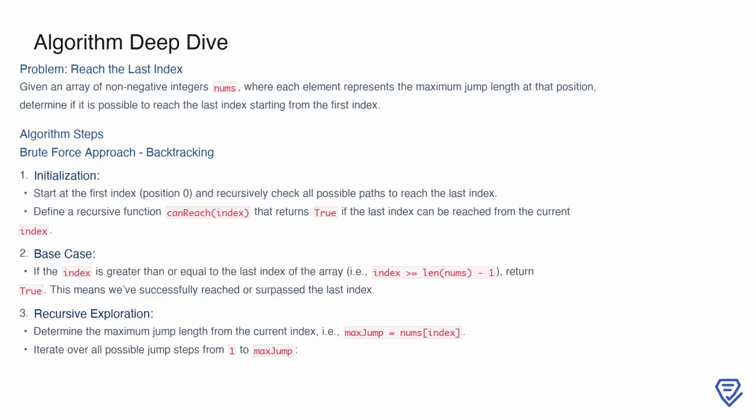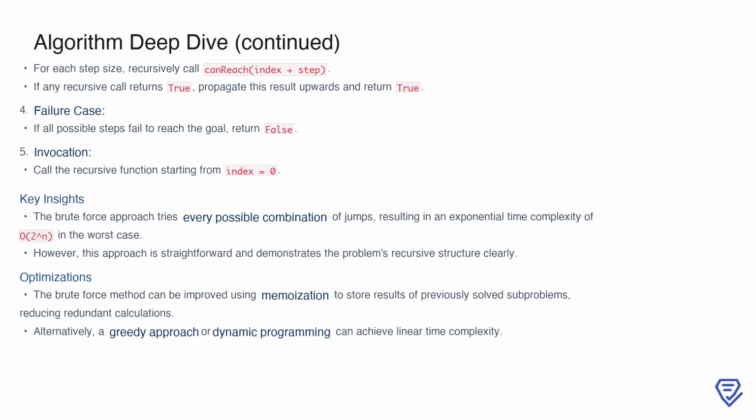First, we initialize a recursive function, canReachIndex, which checks if the last index can be reached starting from a given position. The base case for this function is simple: if the current index is greater than or equal to the last index, we return true, as this means we've successfully reached or surpassed the goal. Next, from the current index, we calculate the maximum possible jump and iterate through all potential steps, recursively checking each path for success.